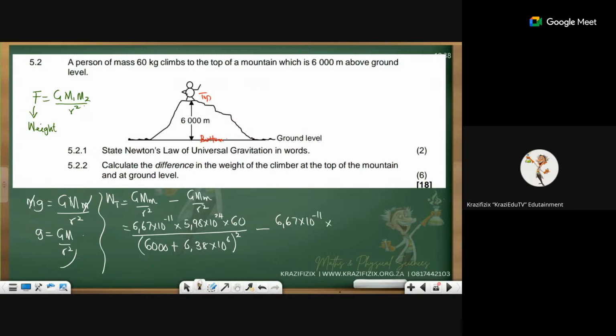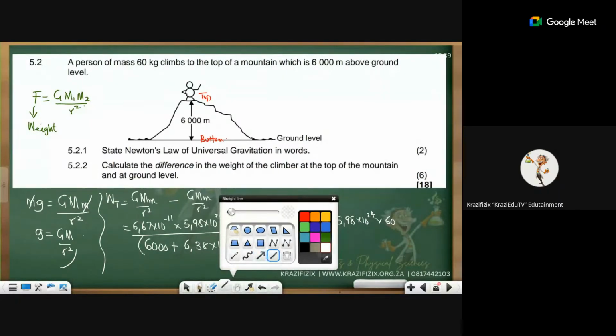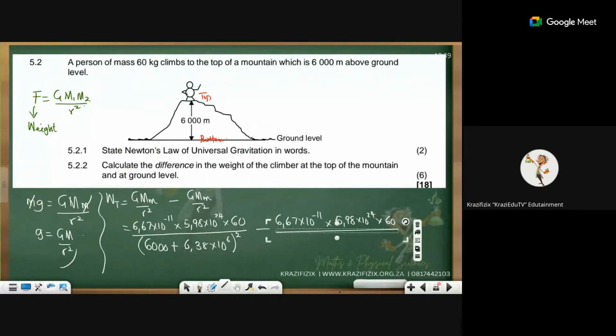Okay, now we're going to check now. What is the mass of the earth? It still continues, right? 5,98 times 10 to the power what? 24. What's the mass of the person? 60. Now, the difference between the two is just this now. Where is the guy standing now? On the earth. That 6,000 is no longer there. But this guy is still standing at the radius of the earth. So what do we have? 6,38 times 10 to the power what? 6. Put that in a calculator and we are done. Did that make sense, everybody?